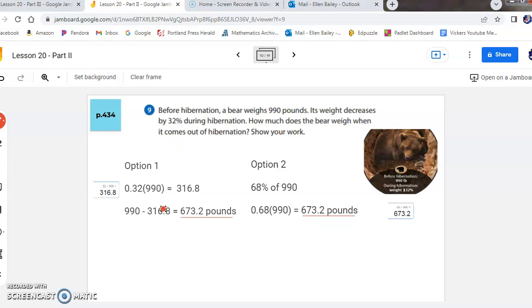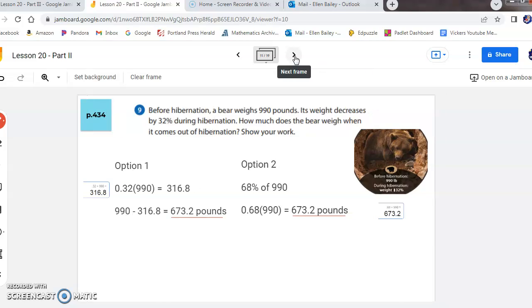All right, so choose whichever option you want to write. You only need one of them. Excellent. All right, here we go.